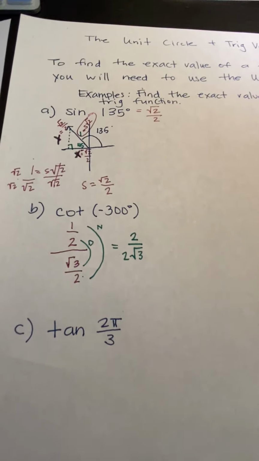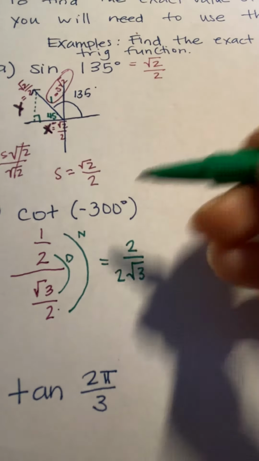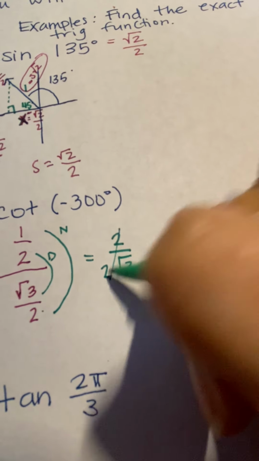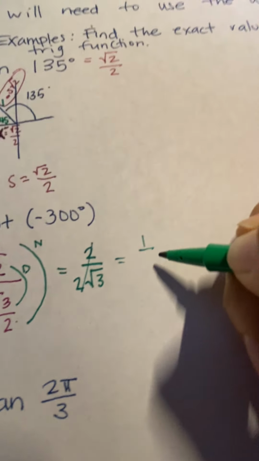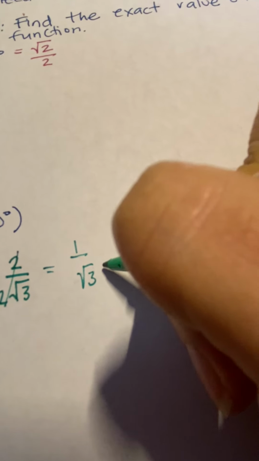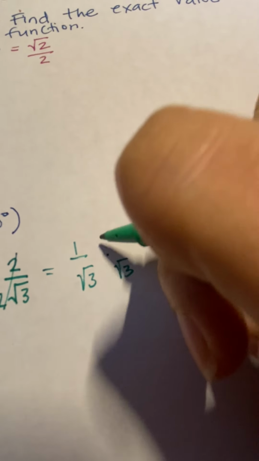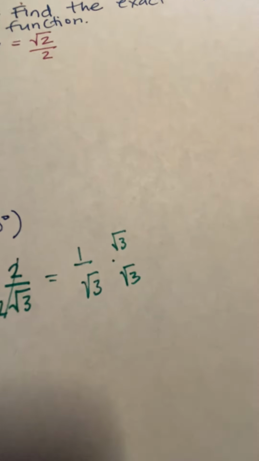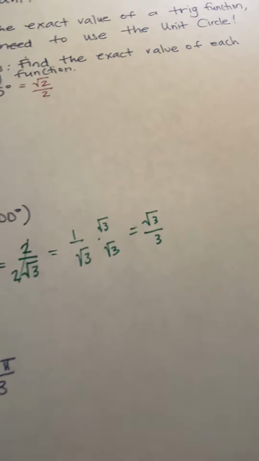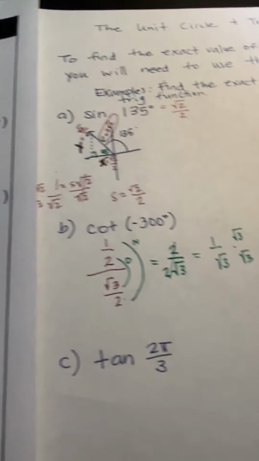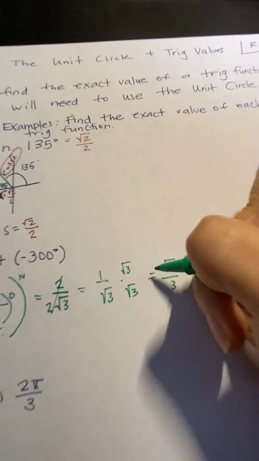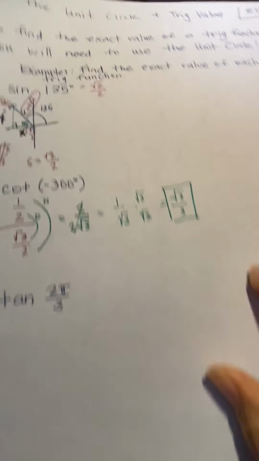Do you guys see what I see? I see a denominator that is not rationalized. But first I can divide this out. Technically I'm left with 1 over square root of 3. Now I'm going to multiply by square root of 3 to both numerator and denominator. That leaves me with square root of 3 over 3. And that is your final answer, my friends. That's the exact value.